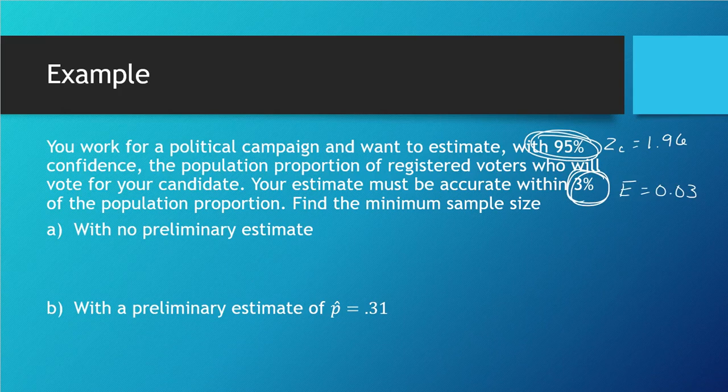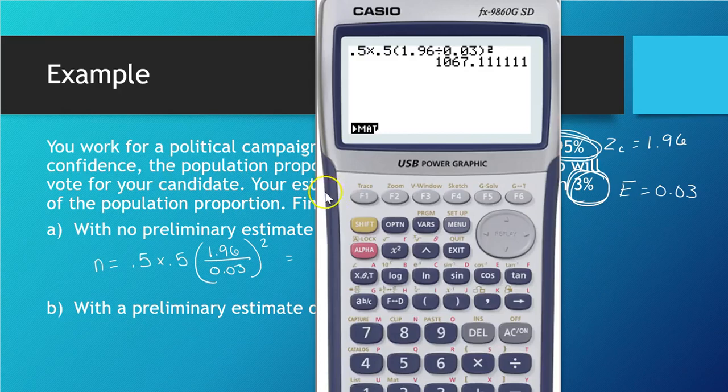Okay, so find the minimum sample size with no preliminary estimate. So that means for P and Q, we're going to use 0.5. So it would be 0.5 times 0.5 times my Z sub C, which is 1.96, divided by my margin of error. And then this is squared. And we are just going to put that in the calculator. And if you notice, I typed it exactly like I wrote it here with the parentheses, and we got 1067.11.